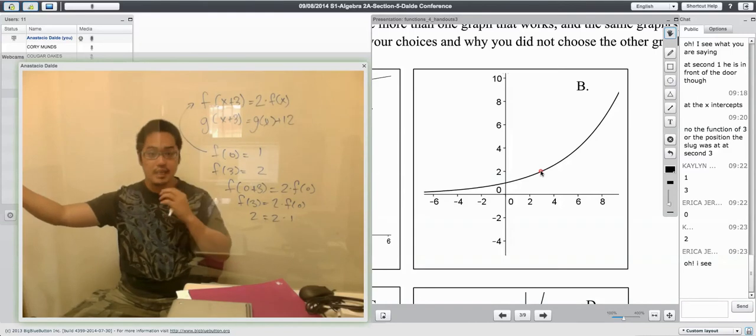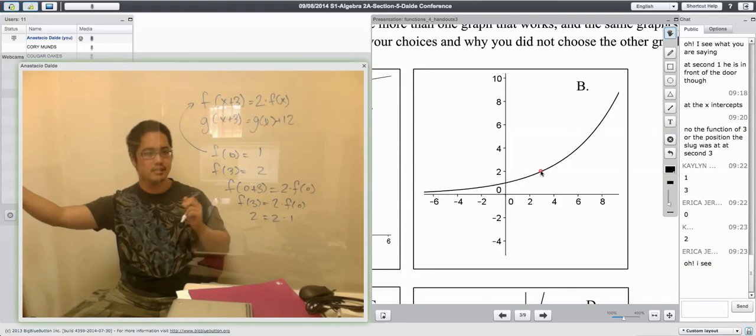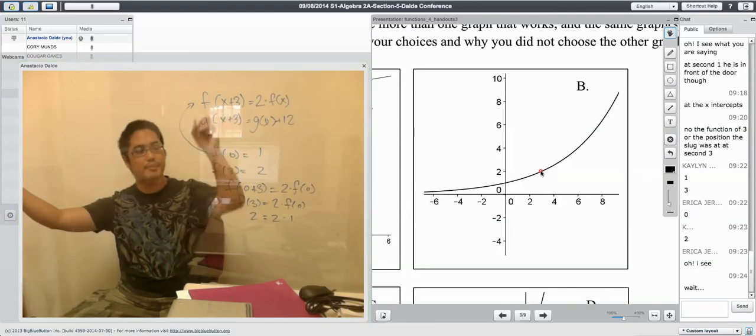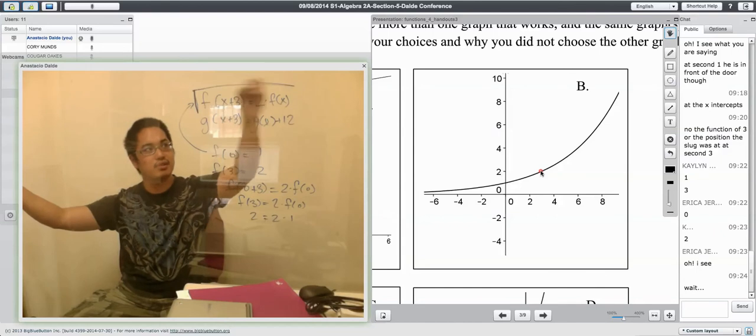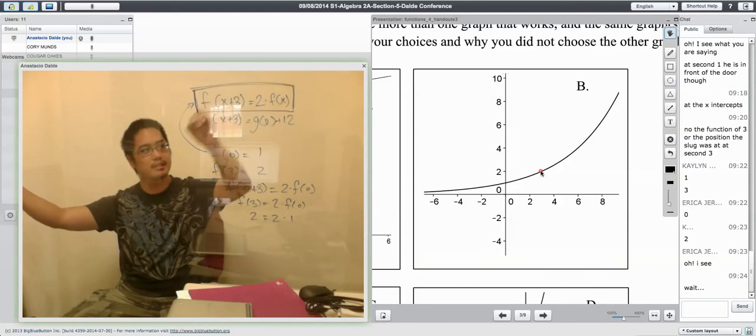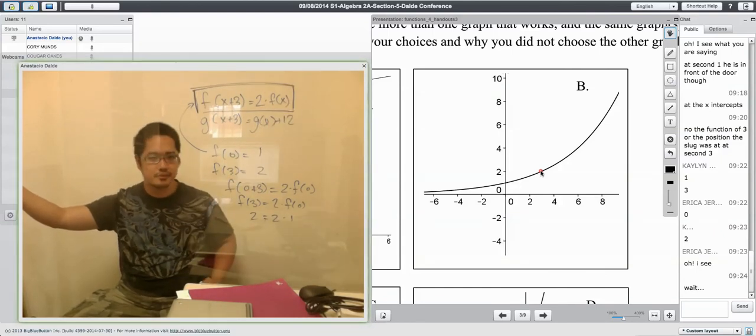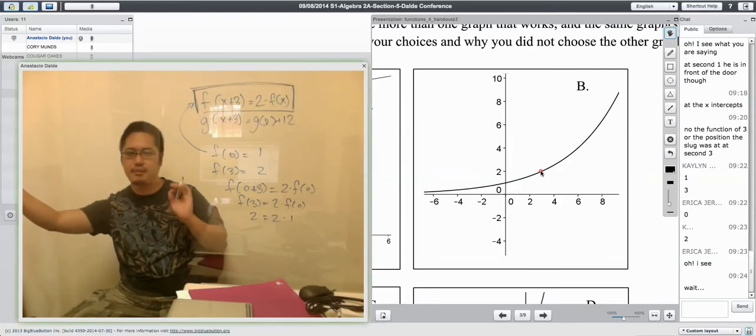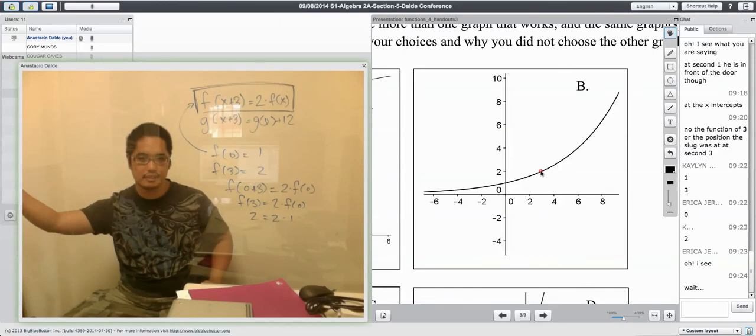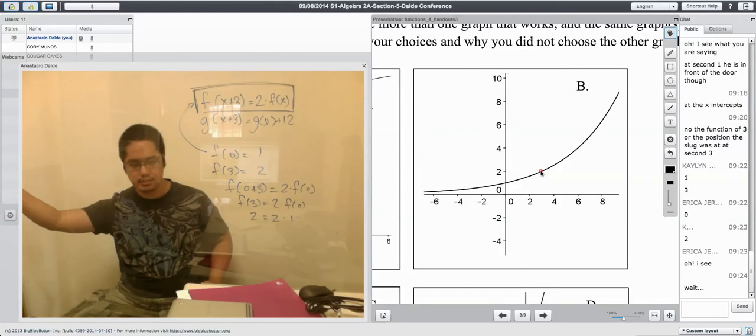Well, if that's the case, I would say that graph B looks very close to what I want to see for f of x. I would say that graph B is f of x. Do you guys see that?